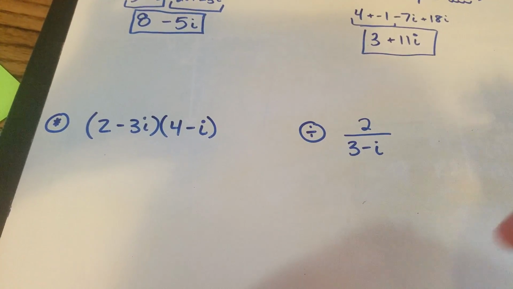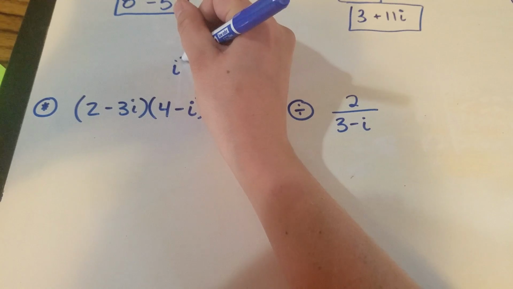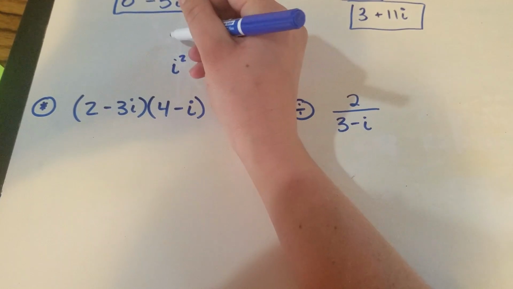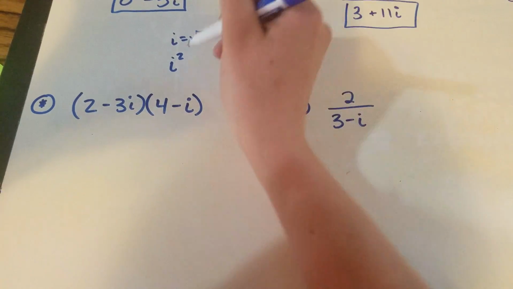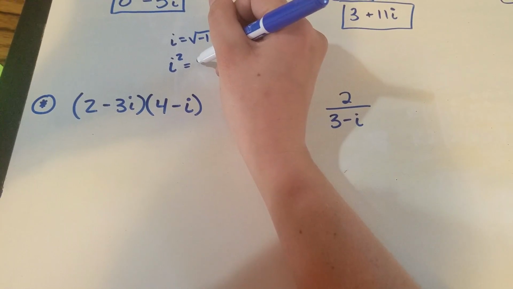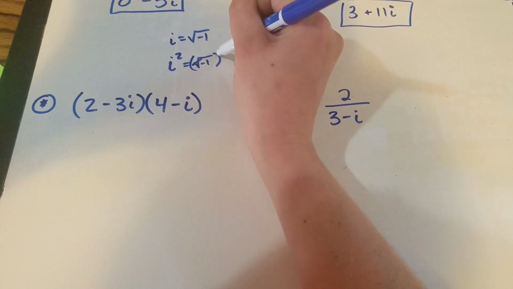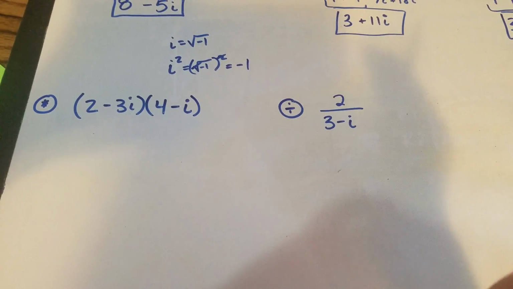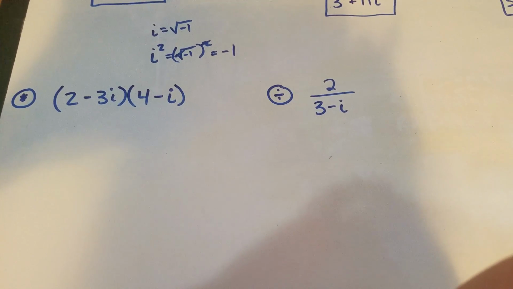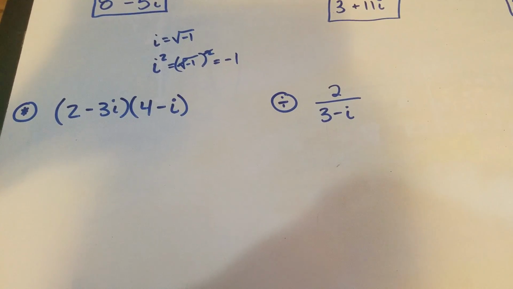with polynomials. The only thing that is different is we are not allowed to have i squared in our answer. So i, if you remember, was the square root of negative 1. So i squared is just basically the square root of negative 1 squared. Canceling out the square and the square root, you end up with negative 1. We are going to talk about i cubed and i to the 4th in a later video. Okay, but right now we don't need it.